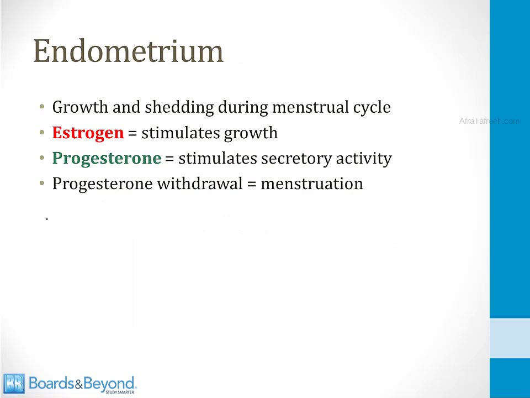So as I just alluded to, the endometrium goes through growth and shedding as part of each menstrual cycle, and this is driven by hormones. Estrogen stimulates growth of those glands and stroma, and progesterone switches over from a growth phase to a secretory phase where the endometrium begins secreting mucus. And when progesterone is withdrawn, then the endometrium is shed, and this is what leads to menstruation.